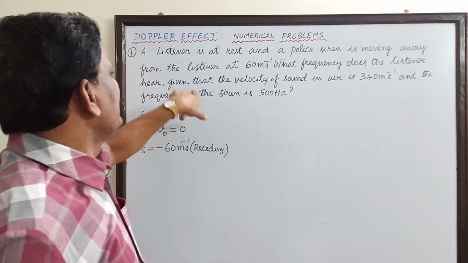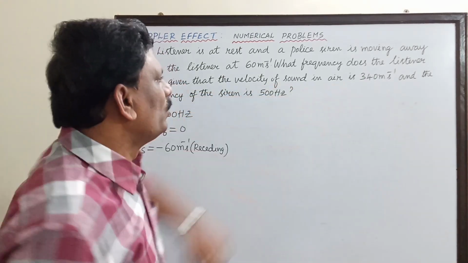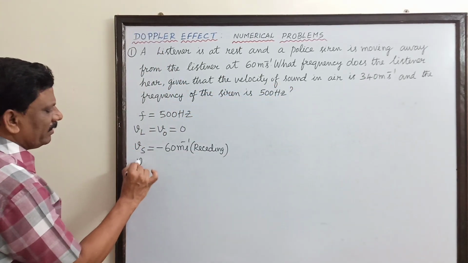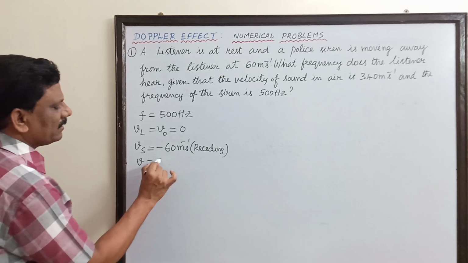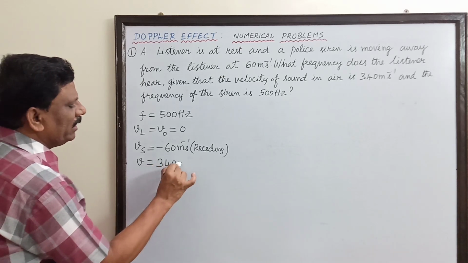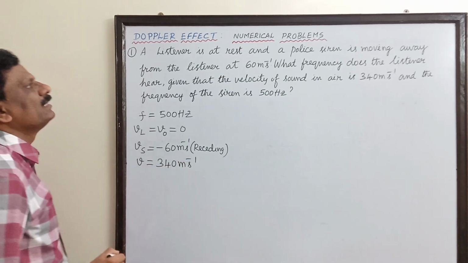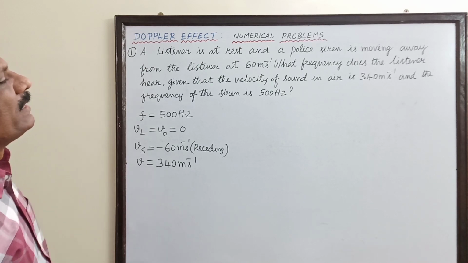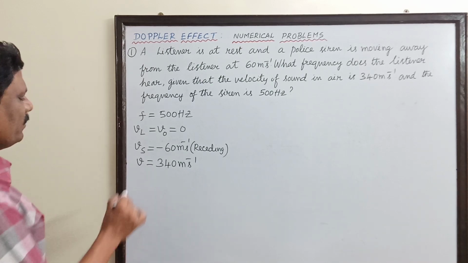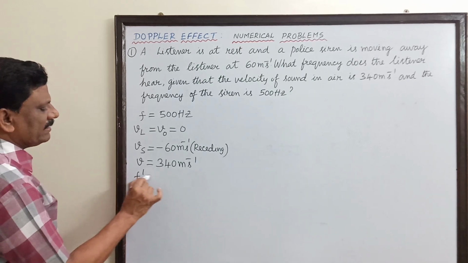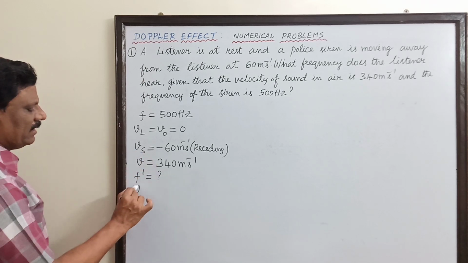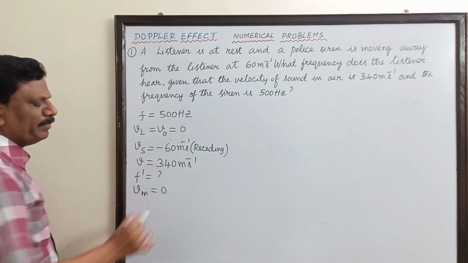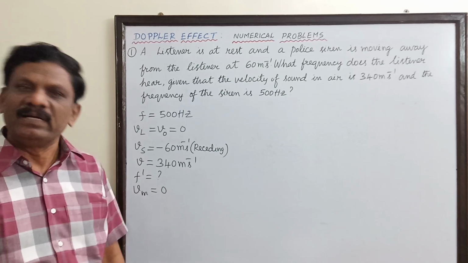The velocity of sound in air is 340 meters per second. Then what else is given? That's all, I think. So what we have to find is the apparent frequency F dash in this case. If they have not mentioned the medium, it can also be taken as 0.